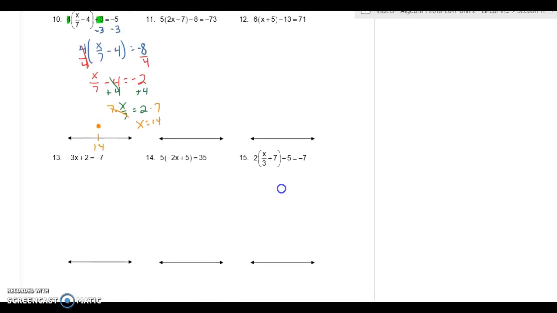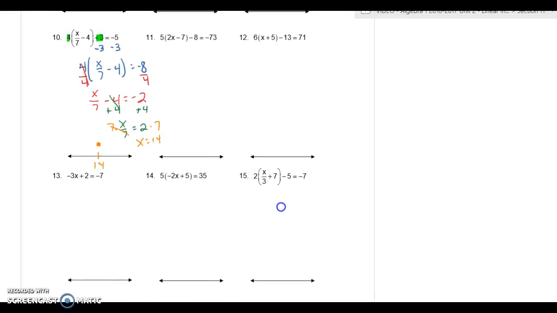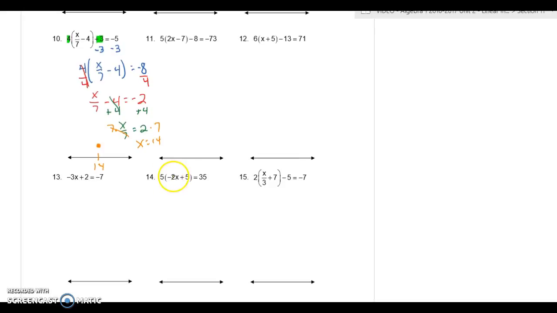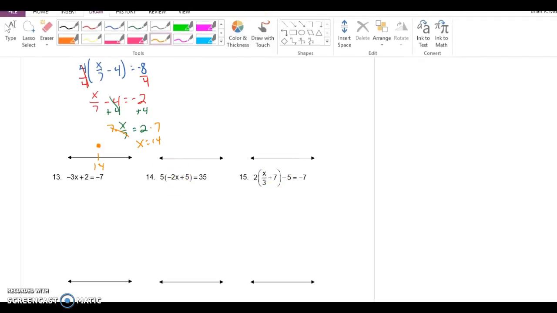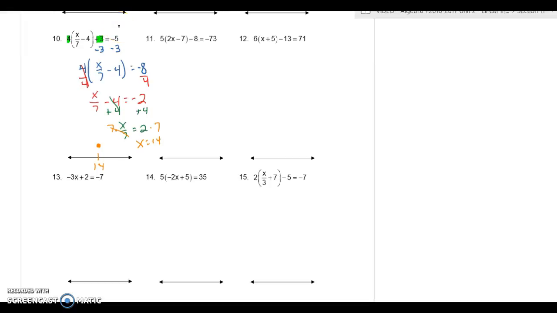Alright, one more. Let's look at 14. I really like number 14 for the reason that it's got that negative in front of the x, so that's going to make things a little bit interesting for us. The first thing we're going to do, again, look for anything on the outside of the parentheses. I just see that 5, multiplication. So to reverse that, I'm going to divide.